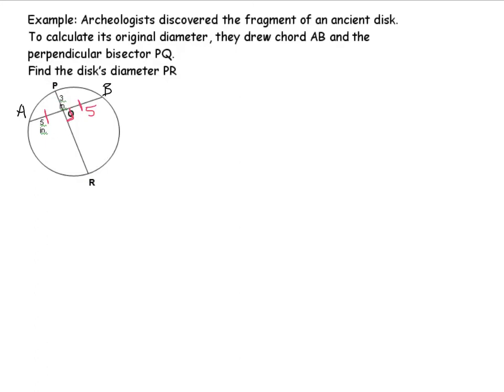So using that chord product theorem, we know that if I take 5 times 5, it's going to equal 3 times whatever the distance for QR is. We'll label that with an x for now. So I'm going to do 5 times 5 equals 3 times x. So 25 will equal 3x. If you divide both sides by 3, we'll end up getting 8 1/3, or 8.33 repeating.